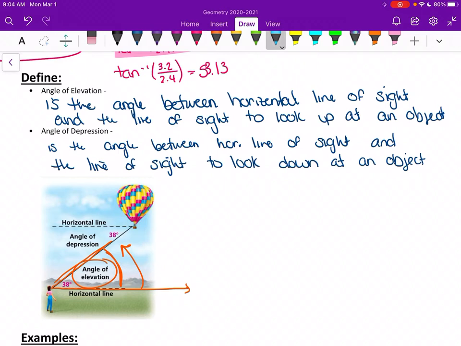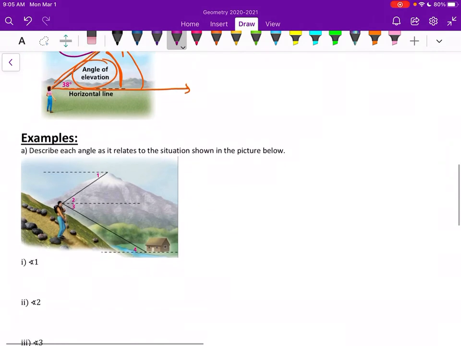Now, if there is somebody in the hot air balloon and that person looks out, their line of sight is straight out this way up in the air. But if they wanted to look down at somebody, then that is the angle of depression, okay? From that horizontal line down. All right, so let's look at an example here.